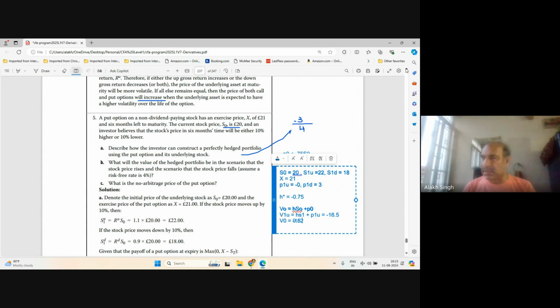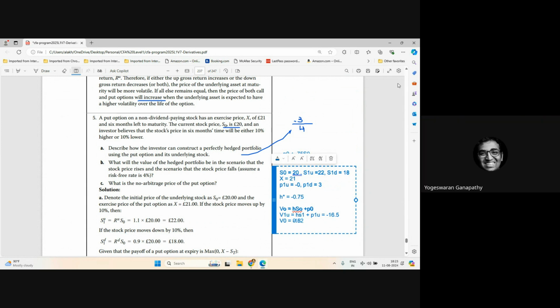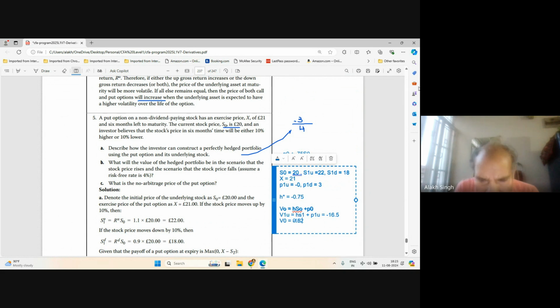So 16.5 divided by 1.02 gives 16.176. Is it 16.17 or 16.18? It is 16.18. So V0 is 16.18.